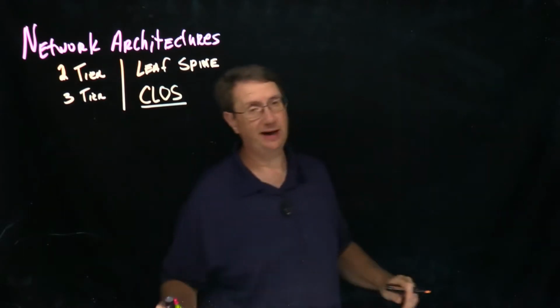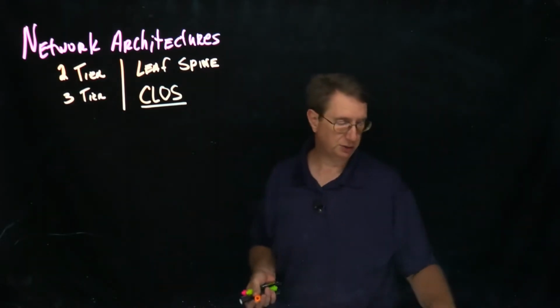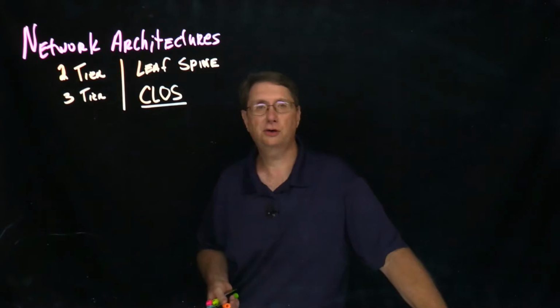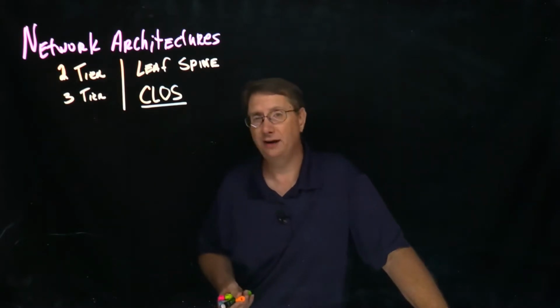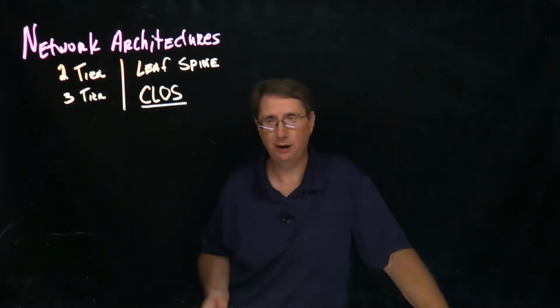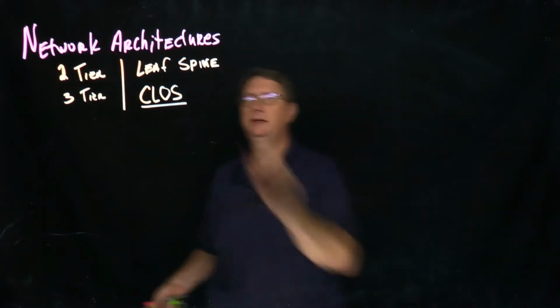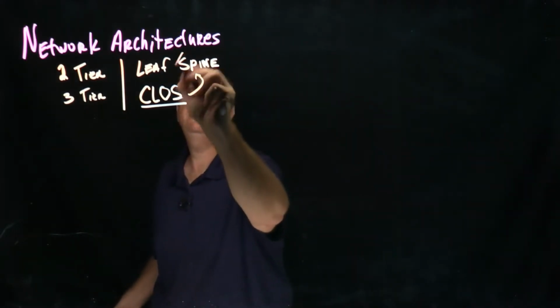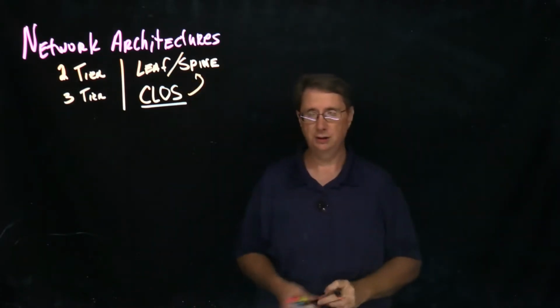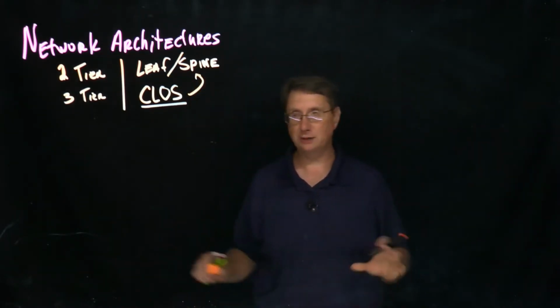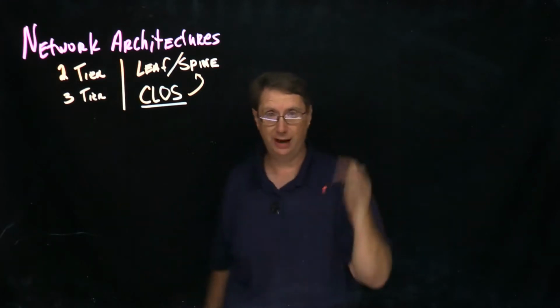Now, that's not an abbreviation. It's actually a man's name. Charles Closs was a research engineer in the 1950s who created a non-head of line blocking crossbar fabric. Basically, it translates to this idea of a leaf spine architecture. So it should come as no surprise that we're talking about a design that has 2 layers.